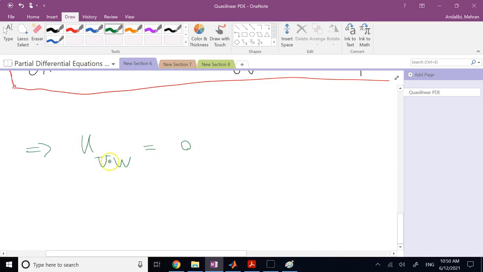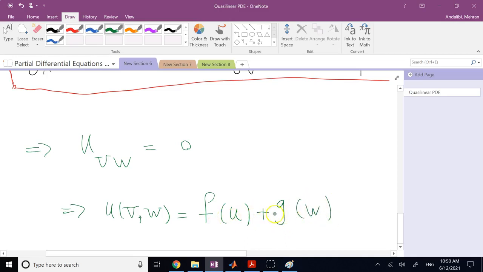What kind of function do you have that if you take its mixed derivative, it is zero? You can easily show that it should be something like any arbitrary function of v, whatever you want to call it, plus any arbitrary function of w. If you take the mixed partial of this with respect to v and w, clearly, this is v, not u, clearly the answer is going to be zero. So this is the general form of the solution. Done. Okay?